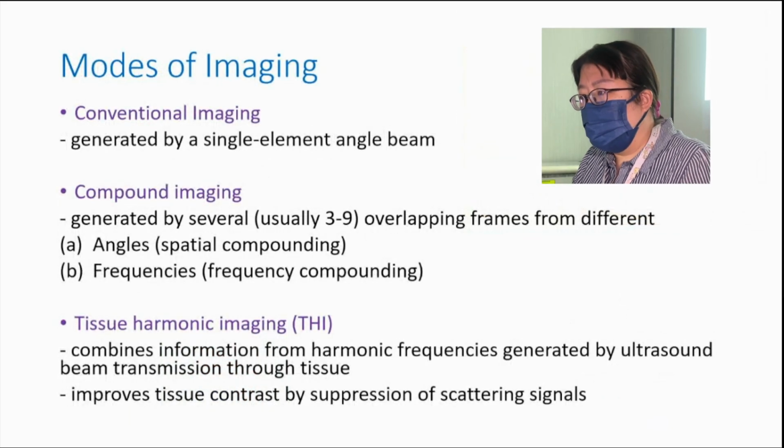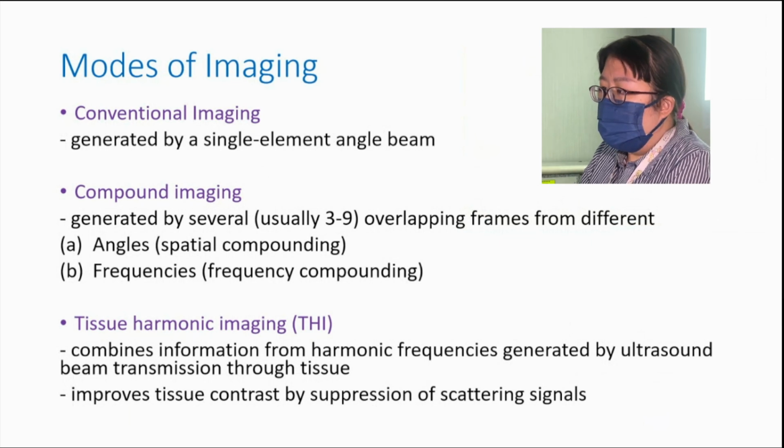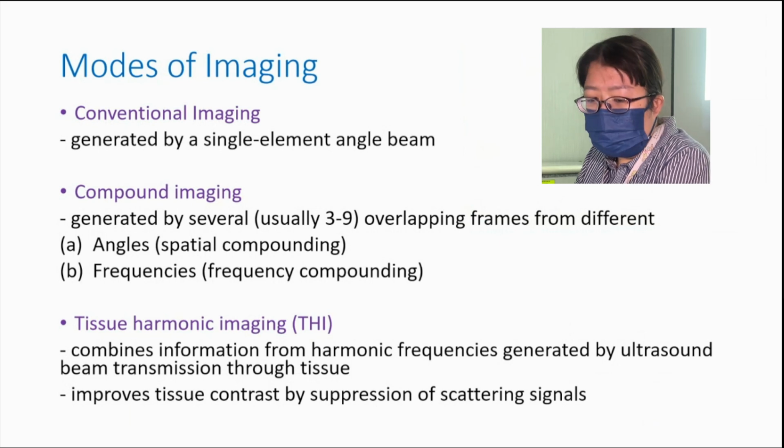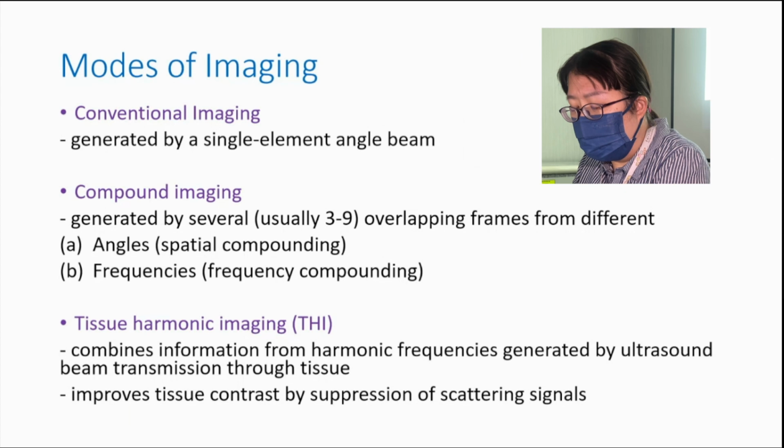Next, I'll move on to the modes of imaging. So this is some extra knowledge to know. There are a few modes of imaging that we can know. First will be the conventional imaging. So this is generated by a single linear array from a primary frequency which is designated by the transducer itself. So each of the targets is insonated at a fixed single constant angle.